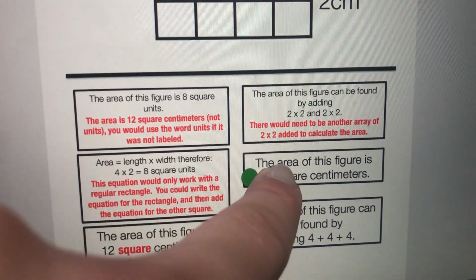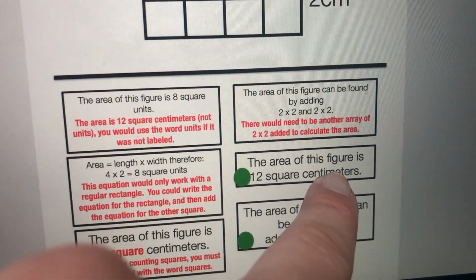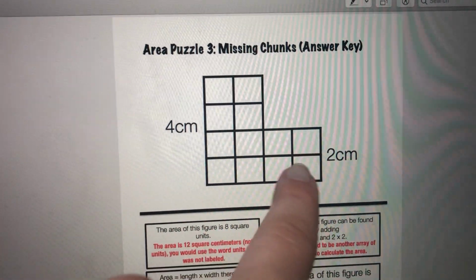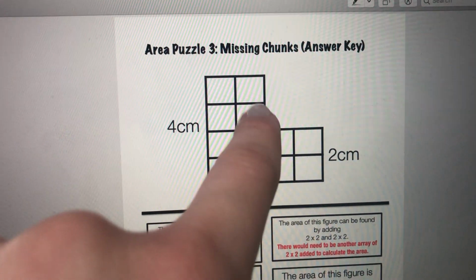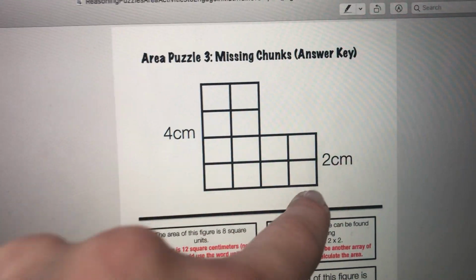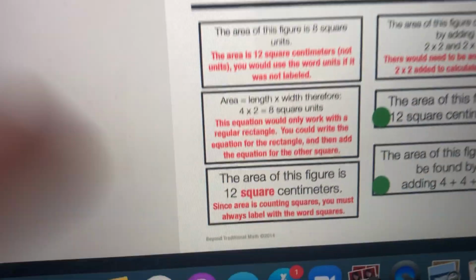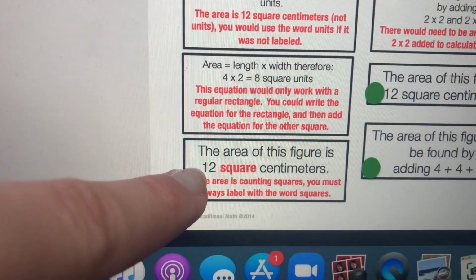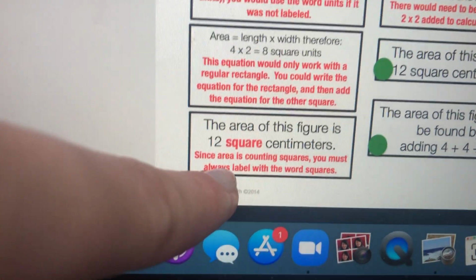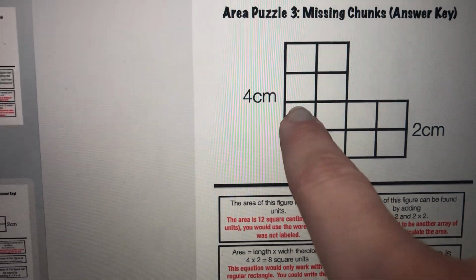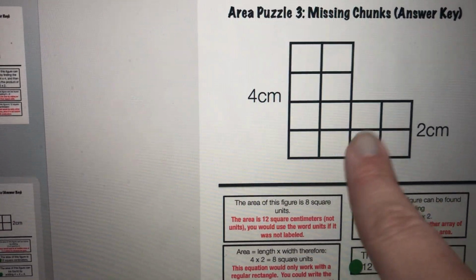So that means that the area of this figure is 12 square centimeters because I count 1 square centimeter, 2 square centimeters, 3 square centimeters, 4 square centimeters, 5, 6, 7, 8, 9, 10, 11, 12 square centimeters, because I'm counting the whole centimeter. The statement that the area of the figure is 12 centimeters is false because it's square centimeters, because we're counting squares. It's 12 square centimeters because I'm counting all this space and all of this space and all of this space for 12 square centimeters.